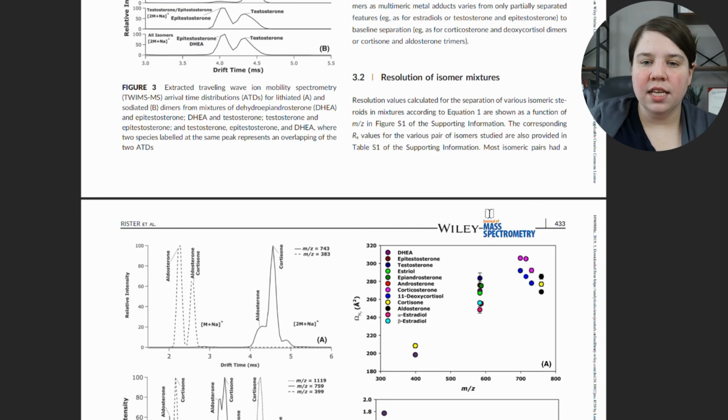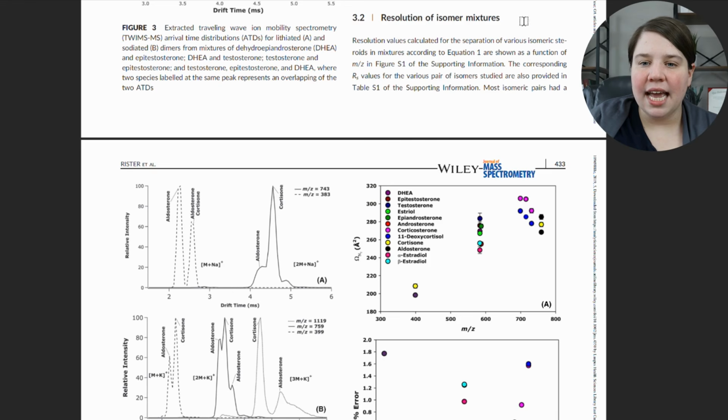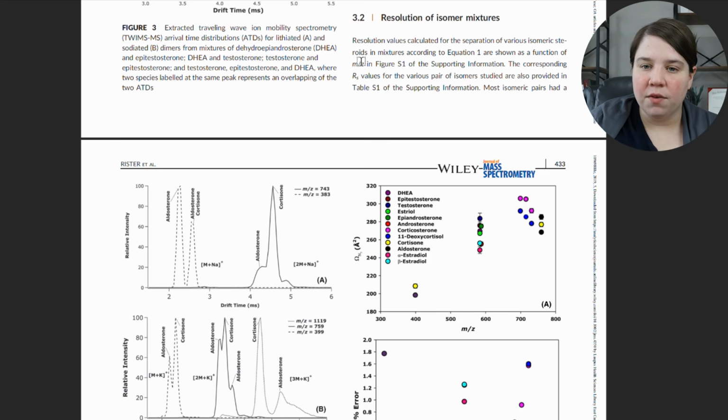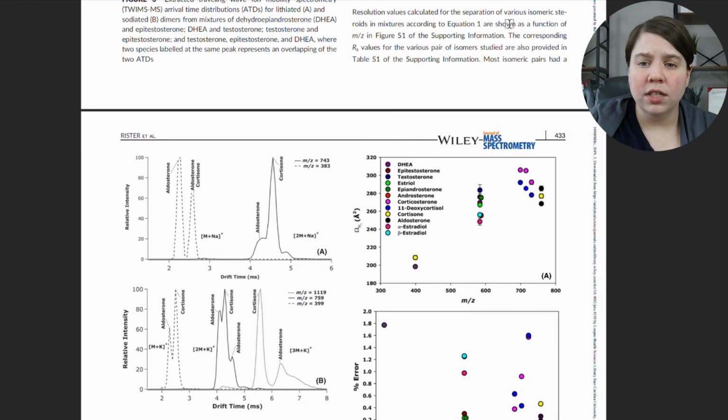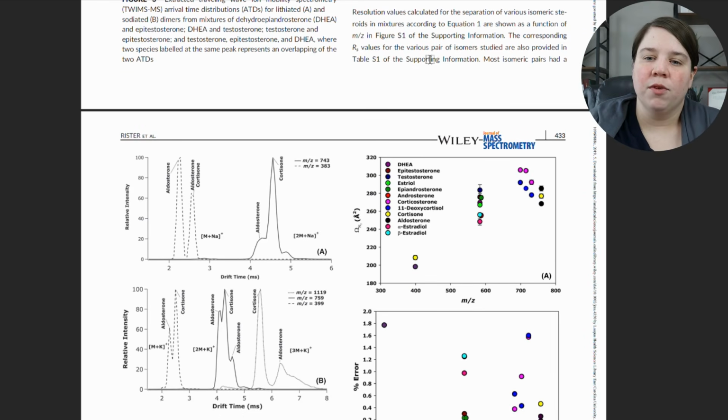Then we move into this one, which is resolution of isomers. And so again, you can see this first sentence here, I'm just telling you where to find the information. I said resolutions were calculated for the separation according to equation 1. So that's at least a reference back to the method section, which I think is important to have in your results section. So that's referencing you to the supplementary information.